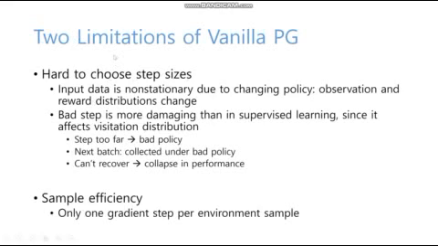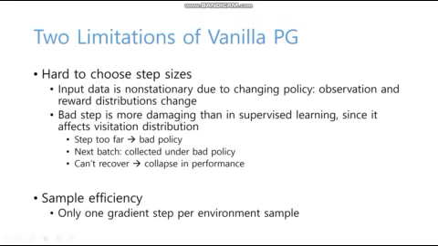There are two limitations of vanilla policy gradient that we covered in last lectures. One is it's hard to choose the step size, and the second is its low sample efficiency. So first, it's hard to choose a step size. The input data in reinforcement learning is non-stationary due to changing policy. Observation and reward distributions change over time because we are updating the policy over time, so the policy itself changes, and we collect data through this policy, so our input distribution changes over time.